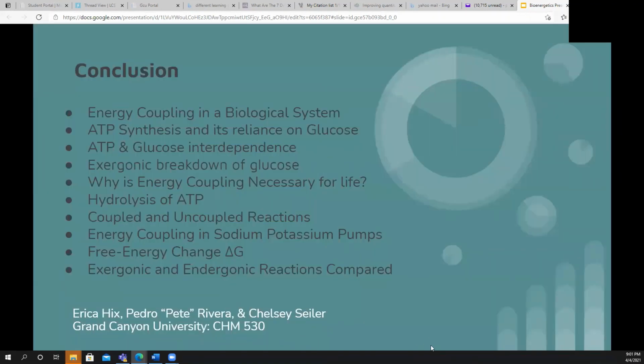In conclusion, we have covered energy coupling in a biological system, ATP synthesis and its reliance on glucose, ATP and glucose interdependence, exergonic breakdown of glucose, why energy coupling is necessary for life, hydrolysis of ATP, coupled and uncoupled reactions, energy coupling, sodium-potassium pumps, free energy change, and exergonic and endergonic reactions comparison.